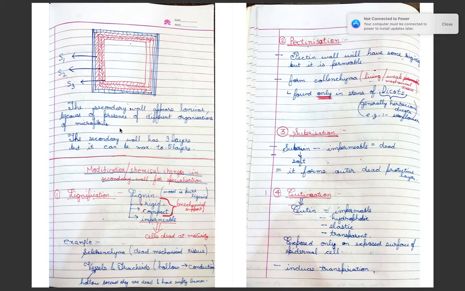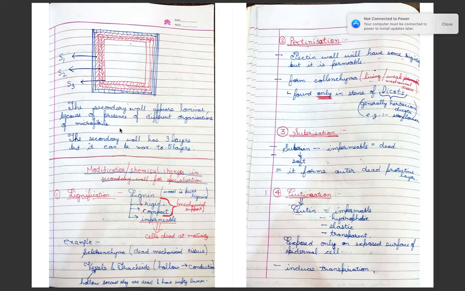Modification or chemical changes in the secondary wall for specialization are of four types. All these four are nothing but deposition of four types of chemicals: lignin, pectin, suberin, and cutin. Lignin is rigid and compact and thus provides mechanical support. However, it is impermeable to water and cells are dead at maturity. For example, sclerenchyma, vessels and tracheids.